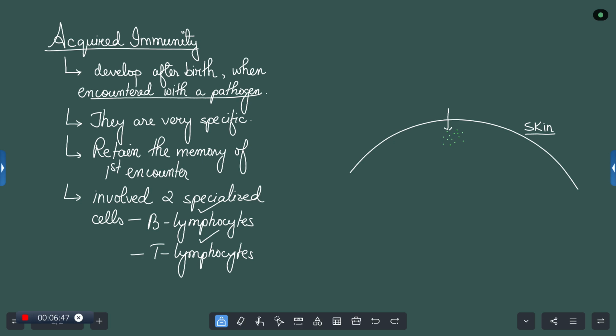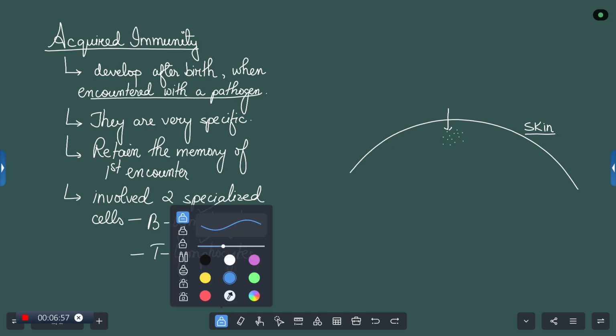Let's suppose the first line of defense, the second line of defense, all those barriers and cellular barriers fail. Only when the pathogens take entry into the body, here the bacteria and germs are represented by the green dots, only when the pathogen is available in the body does the acquired immunity get activated.